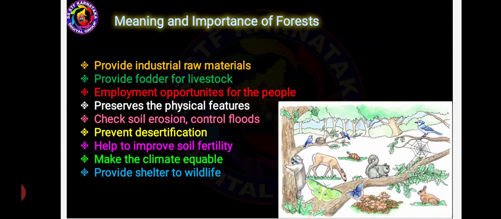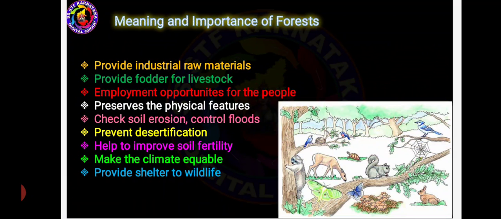How can we say forests are very important? Yes, they are very important because: 1. They provide industrial raw materials. 2. They provide fodder or food for animals or livestock. 3. They give employment opportunities. 4. They preserve or save the physical features.